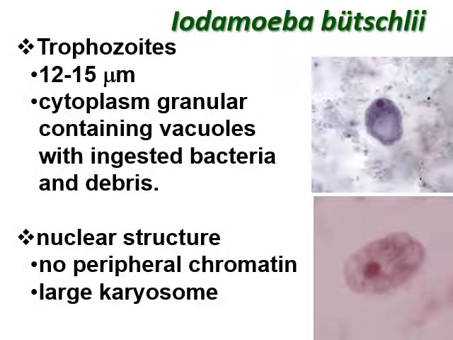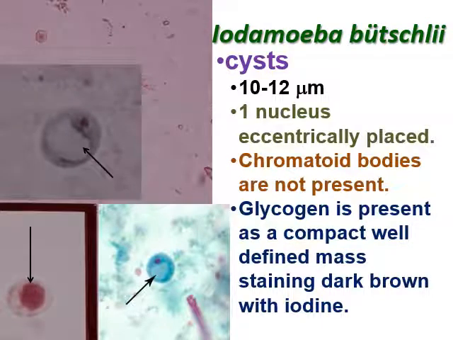Iodamoeba buetschlii also contains trophozoite and cyst stages. The trophozoites measure up to 15 micron. The cytoplasm is granular and contains vacuoles with ingested bacteria and debris. In the nuclear structure, there is no peripheral chromatin and it contains a large karyosome. Iodamoeba buetschlii cysts measure up to 12 micrometers and contain one nucleus, eccentrically placed. Chromatoid bodies are not present. Glycogen is present as a compact, well-defined mass, staining dark brown with iodine. The arrows point to the glycogen mass after staining.